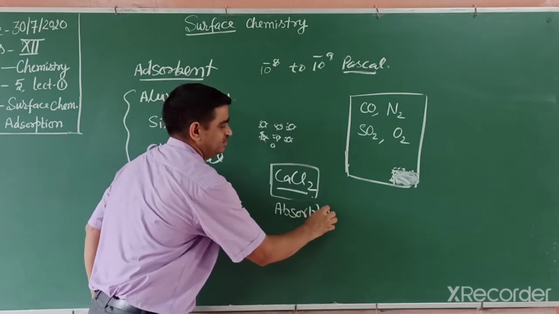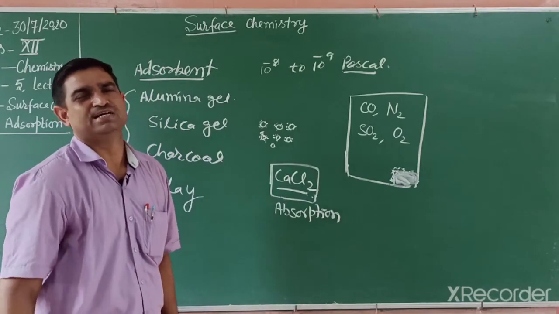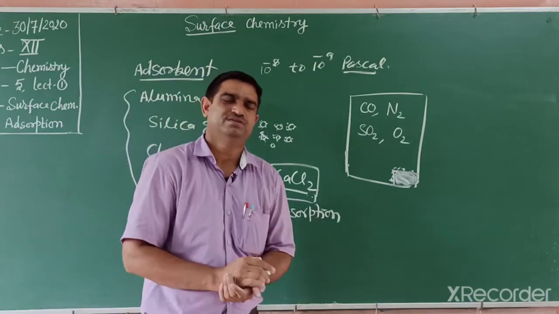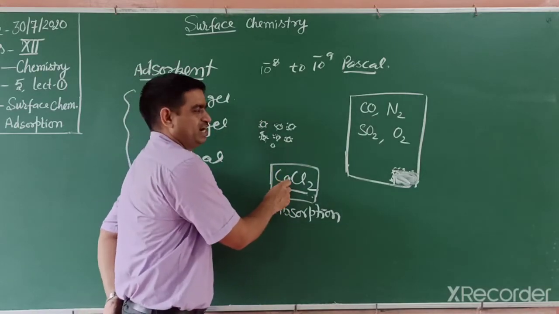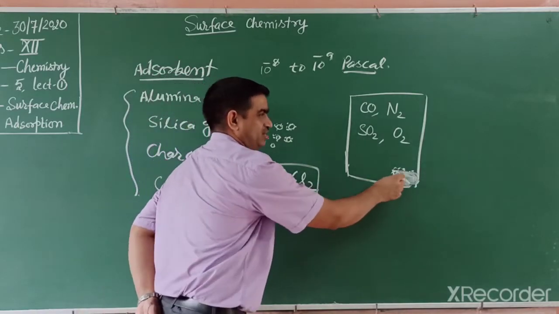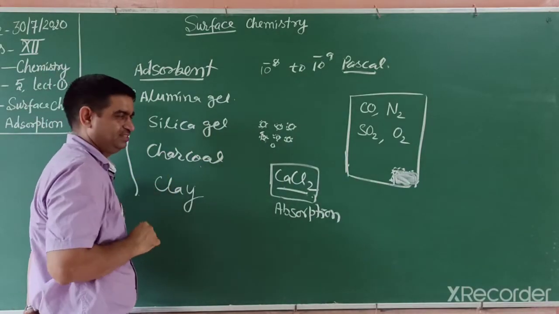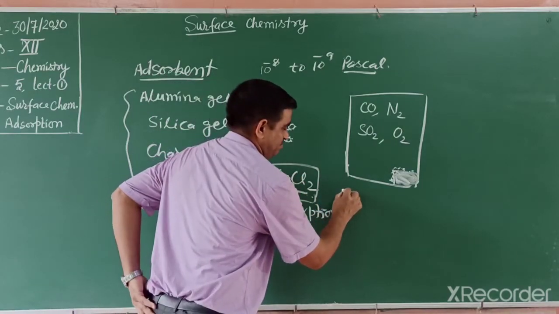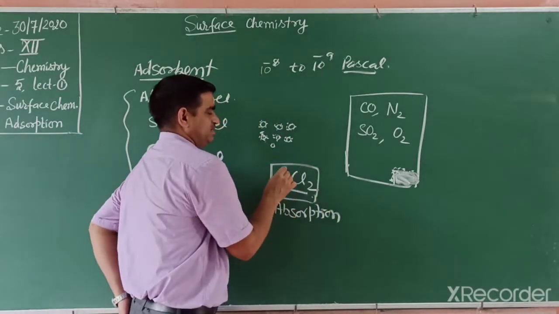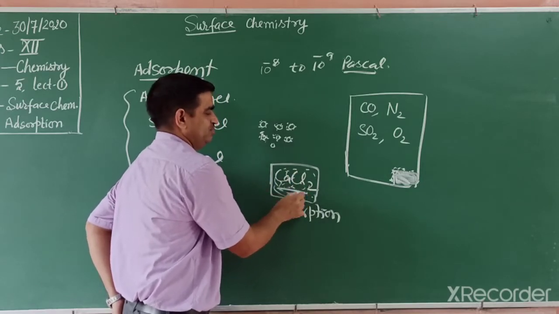Absorption. Students, this question comes in the CBSE exam many times. In a corner of a room, one chemical present is calcium chloride, and the other is charcoal, silica gel, alumina gel or clay. Then what happens? Moisture means water vapor.